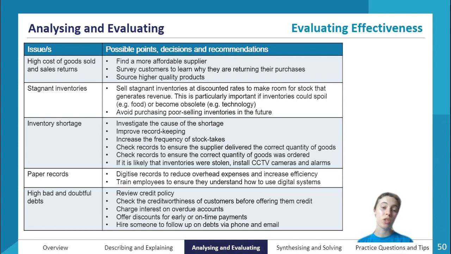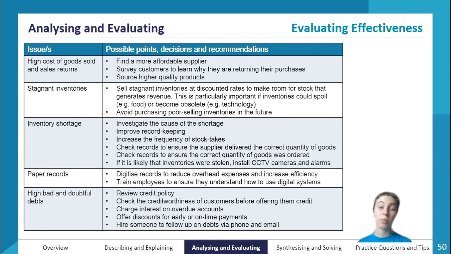You could be suggesting, if they don't already know, that they investigate the cause of the shortage. Of course, that's the number one thing they would want to do. Improve record keeping. That could be a problem if the records aren't being kept up to date enough, and so they weren't aware of shortages at an earlier time. Increasing the frequency of stock takes can make them aware of any discrepancies earlier.